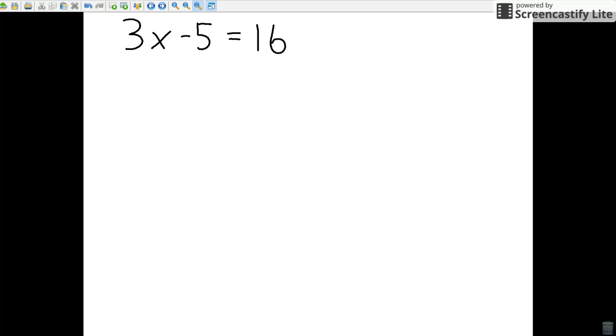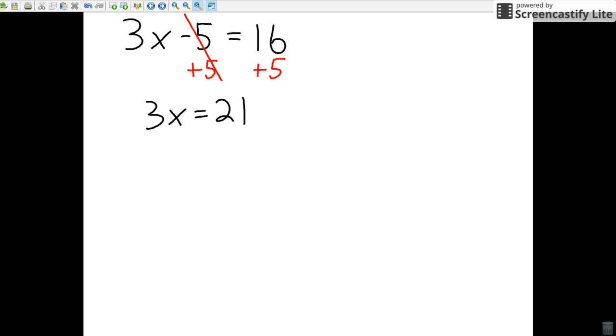Right now it is currently minus 5. The opposite of minus 5 is, of course, plus 5. If we add plus 5 to the left side, we must do the same to the right. Negative and positive 5 will cancel out, leaving you with 3x equals 21.